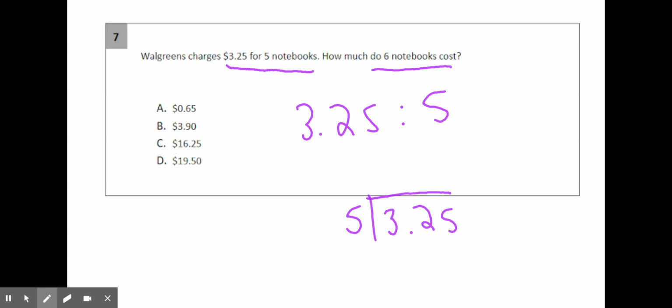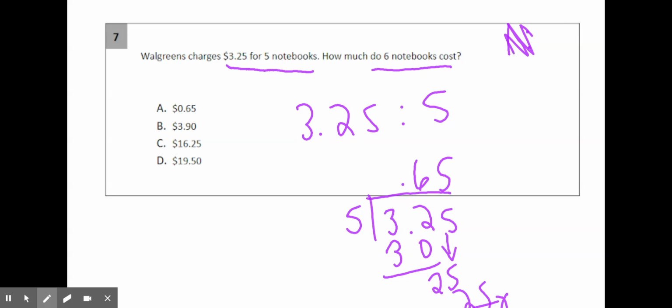So 5 doesn't go into 3 any. I'm going to put my decimal point there. 5 goes into 32 6 times. 6 times 5 is 30. 32 minus 30 is 2. Bring down that 5. And 5 goes into 25 5 times. 5 times 5 is 25, and then 0. I know that's not lined up very correctly, but we know that every one notebook costs 65 cents.